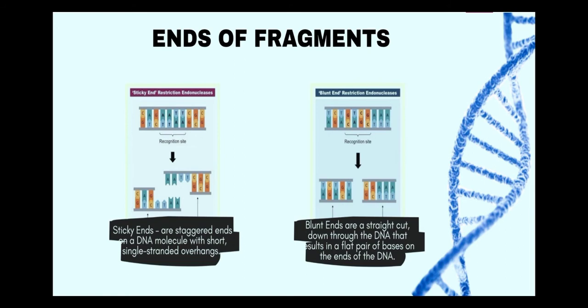Cleavage by enzymes leads to two types of DNA fragment ends, sticky ends and blunt ends. The basic difference between these two is that sticky ends are overhangs whereas blunt ends are flat.